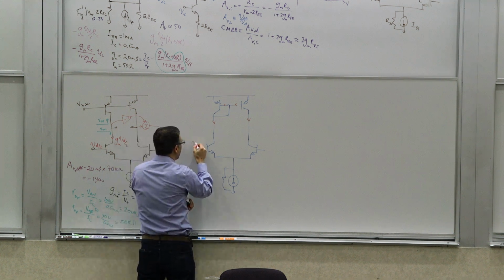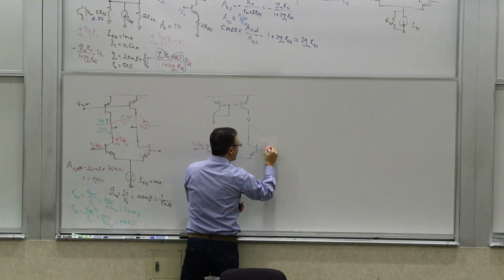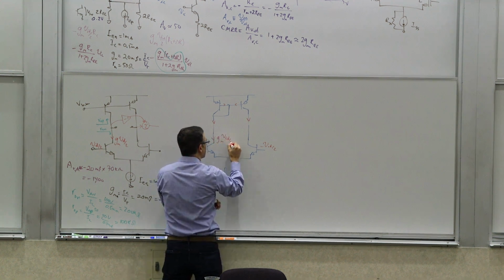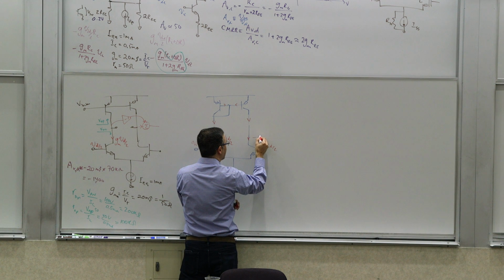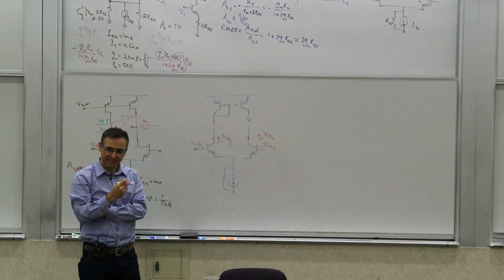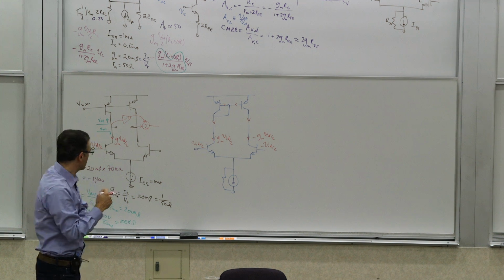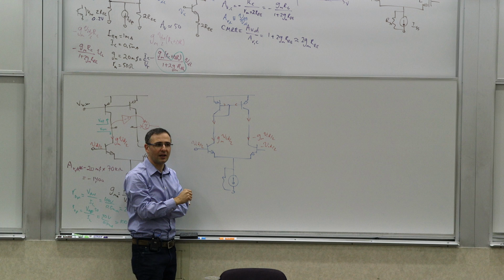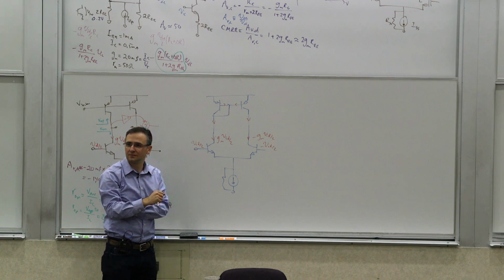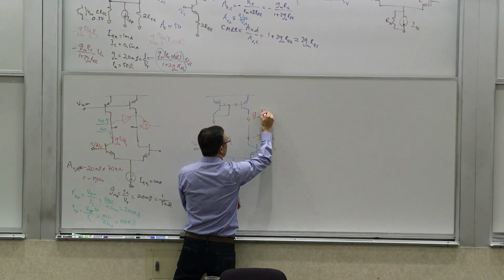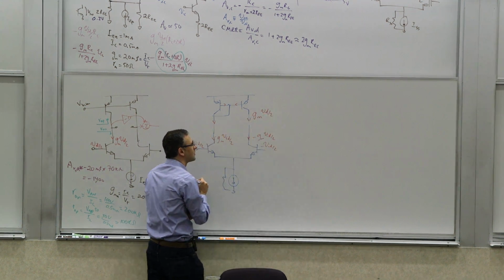So if this is VID over 2 and this is negative VID over 2, this becomes gm VID over 2, and this would be what? Negative gm VID over 2, right? That's the small signal fluctuation. Those are the small fluctuations. So what's going to happen? This is going to be the same. This fluctuation is also going to get reflected. Agree? Does it make sense? So this current is going to be gm VID over 2.